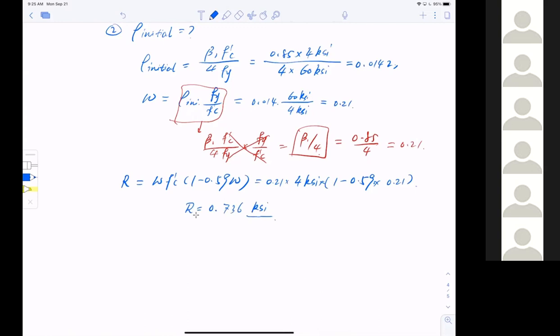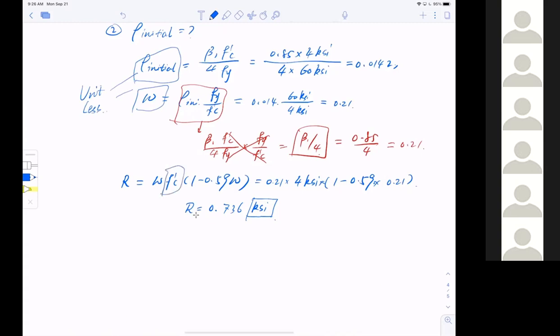KSI. You notice something is different, right? What is the difference between R and omega? Is that we have a unit. We have a unit. Okay, where is that unit coming from? Now, omega is unitless. Rho is unitless, right? Both of these are unitless. They don't have any unit. They're just index ratios.